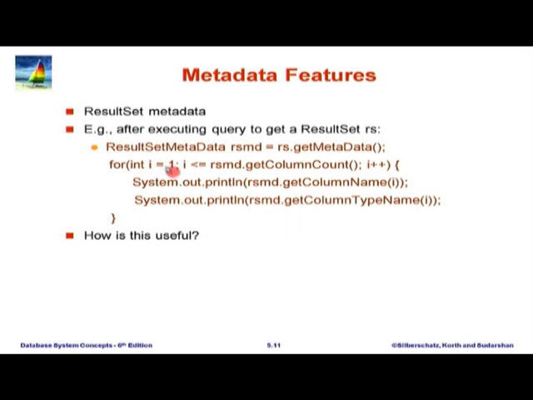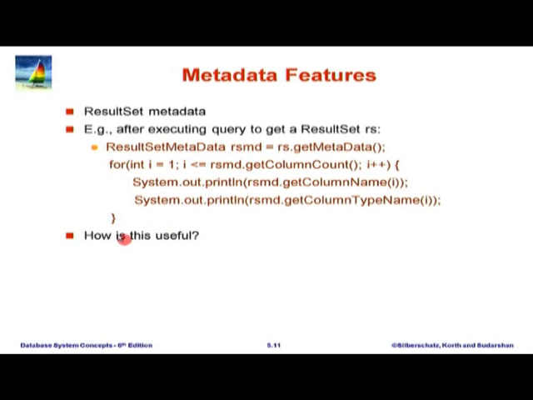And I have a loop here for i equal to 1 to that number, i++. So I'm looping over all the columns. Inside it, I'm saying System.out.println. What am I printing? rsmd.getColumnName(i). So this is going to retrieve the ith column, the first time around the first column, then the second, third, and so forth. And the next one says getColumnTypeName, that is the type of the column as a string. And so that also can be printed out. So it's going to print the names of the columns and their types.